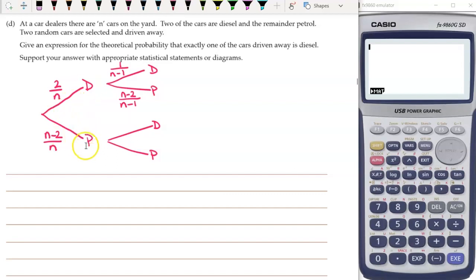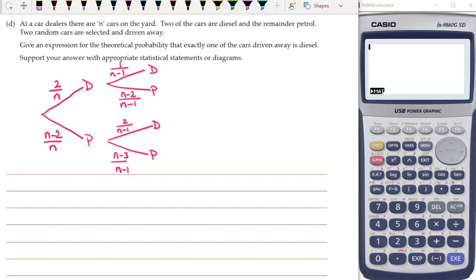Okay, now if we picked a petrol car first, we would have 2 diesel cars left out of a total of n minus 1, and we would have n minus 3 petrol cars left, 1 less than the n minus 2, over a total of n minus 1.